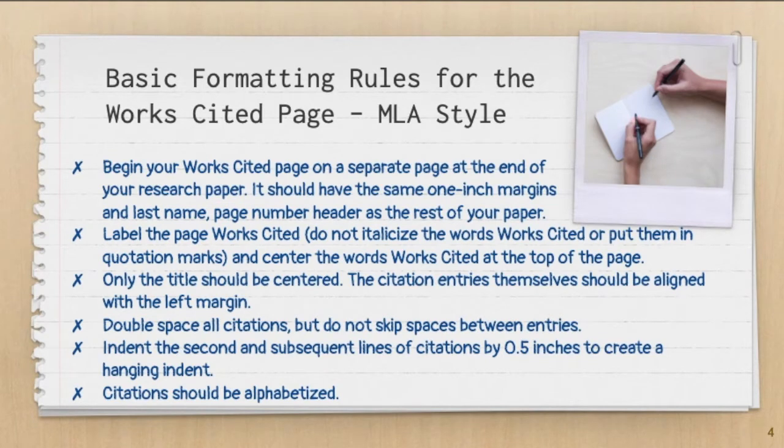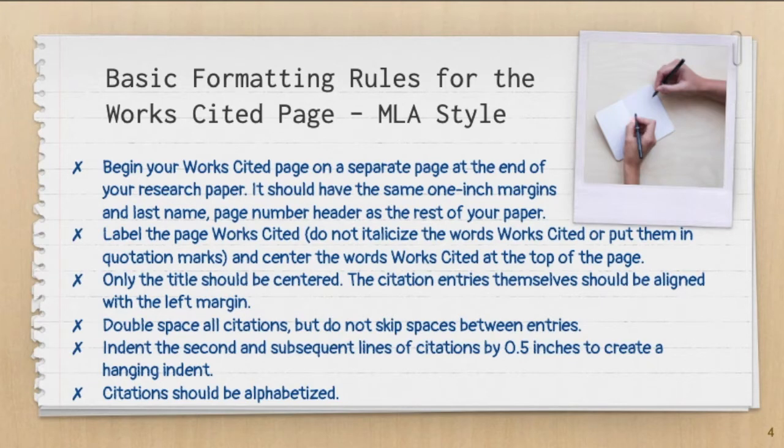All right, so basic formatting rules for the works cited page, MLA style. Begin your works cited page on a separate page at the end of your research paper, okay? It's still going to have the same 1-inch margins and your last name and page number header as the rest of your paper. So you don't have to create a separate document. It's just when you're done typing out your paper, hit insert page break and start a new page.